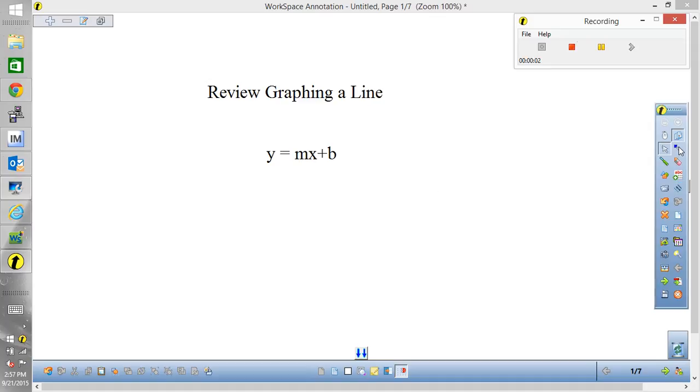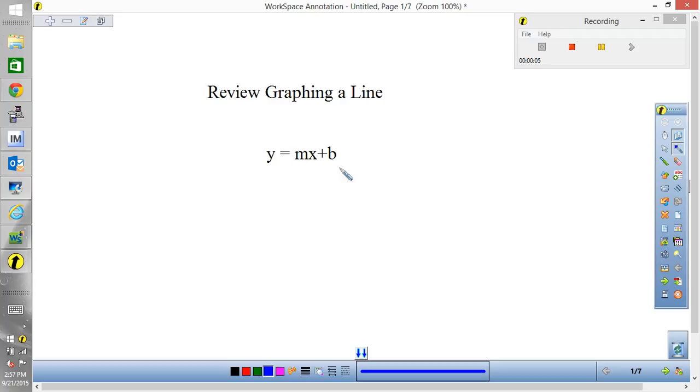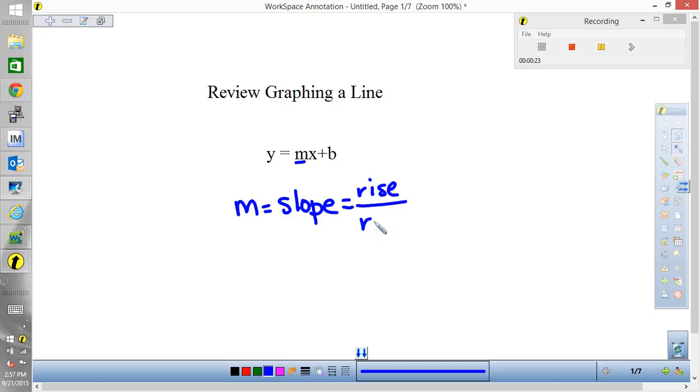Let's review graphing a line. This equation is called slope-intercept form, and this is what you will use to graph a line. You need to remember that the M stands for the slope, or rise over run. The B value is what we call the y-intercept, or the beginning.